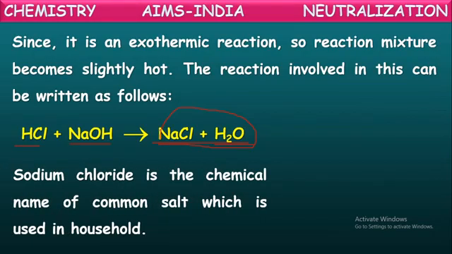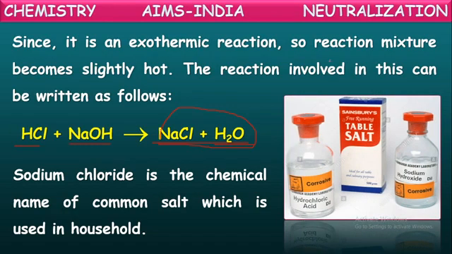Sodium chloride is the chemical name of common salt, which is used in the household. As we discussed, sodium chloride is the chemical name of the substance we generally call common salt, and it is used for domestic purposes. In cooking, we use this generally: common salt, sodium chloride. In the laboratory, they use hydrochloric acid and sodium hydroxide. If these two are mixed, they form sodium chloride, which is called table salt or common salt.